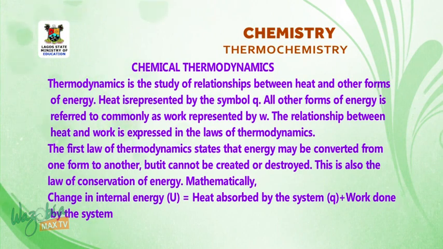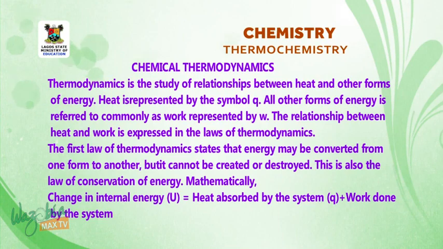Chemical thermodynamics now. Thermodynamics is the study of the relationship between heat and other forms of energy. Heat is represented by the symbol Q. All other forms of energy are referred to commonly as work, represented by W. The relationship between heat and work is expressed in the laws of thermodynamics. The first law of thermodynamics states that energy may be converted from one form to another, but it cannot be created or destroyed. This is also the law of conservation of energy.